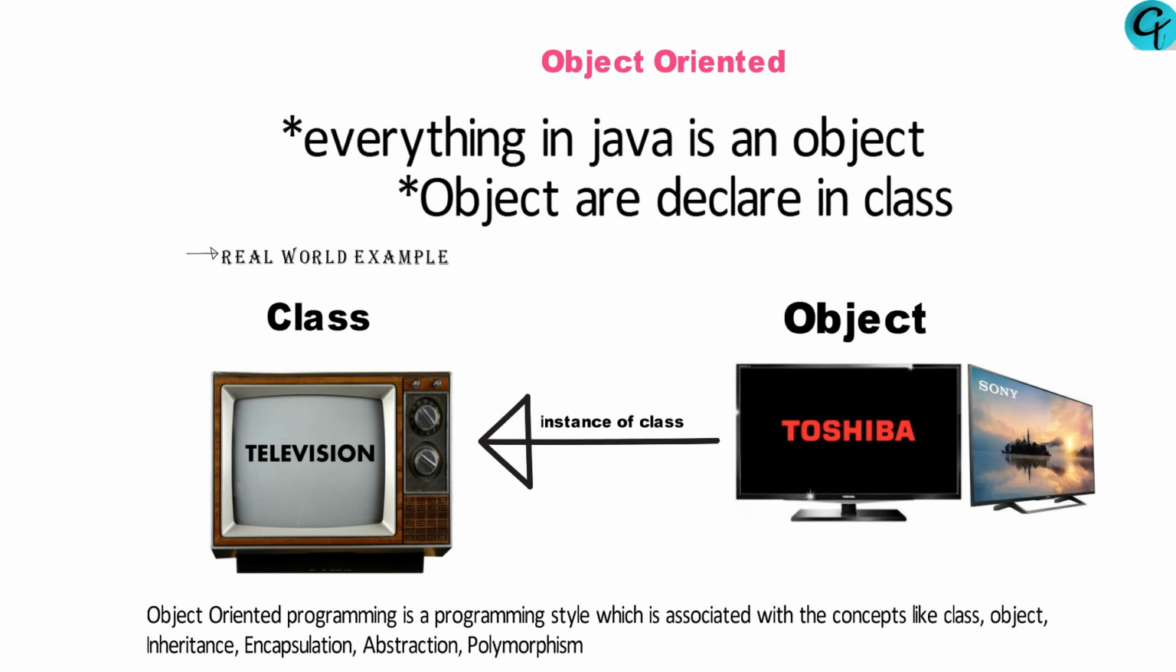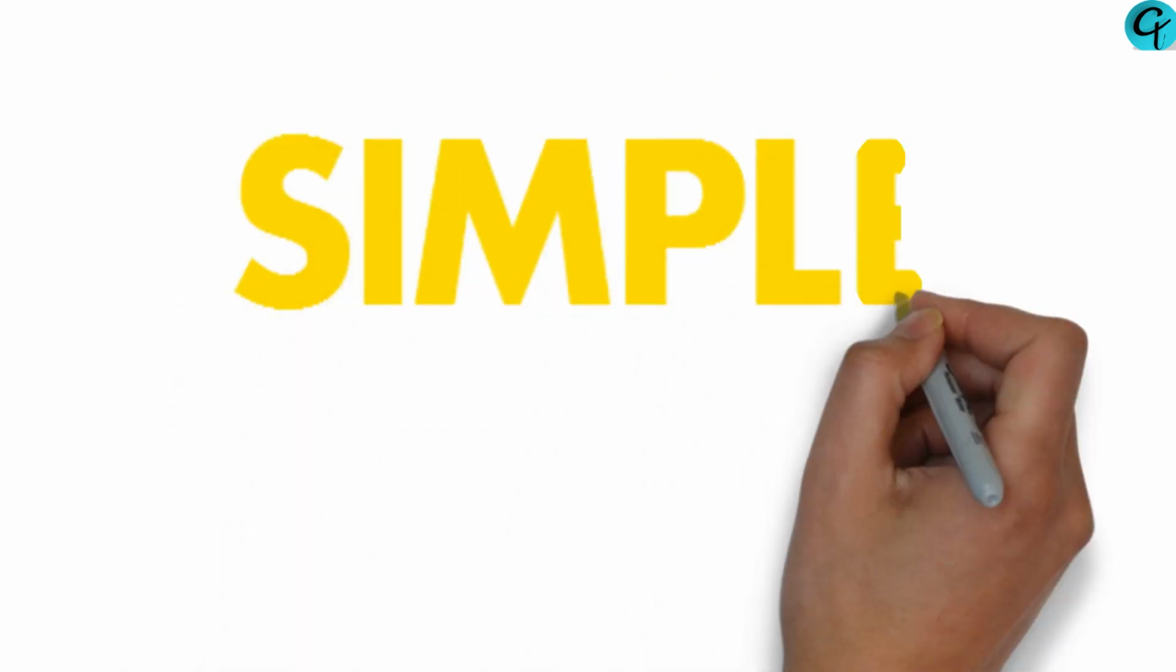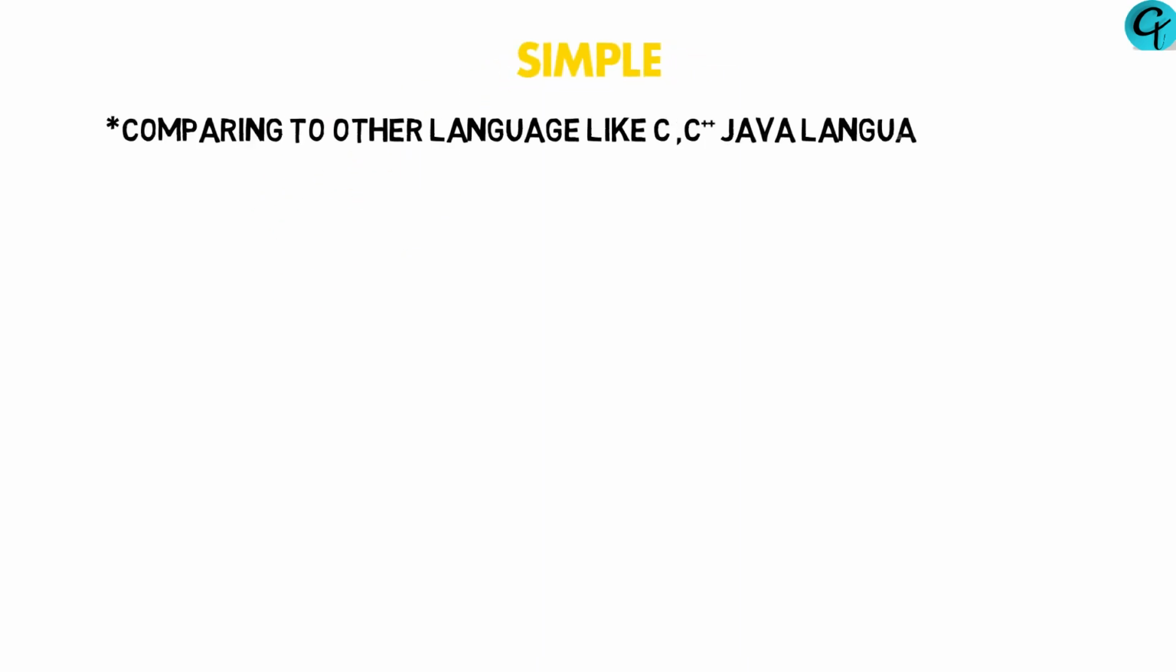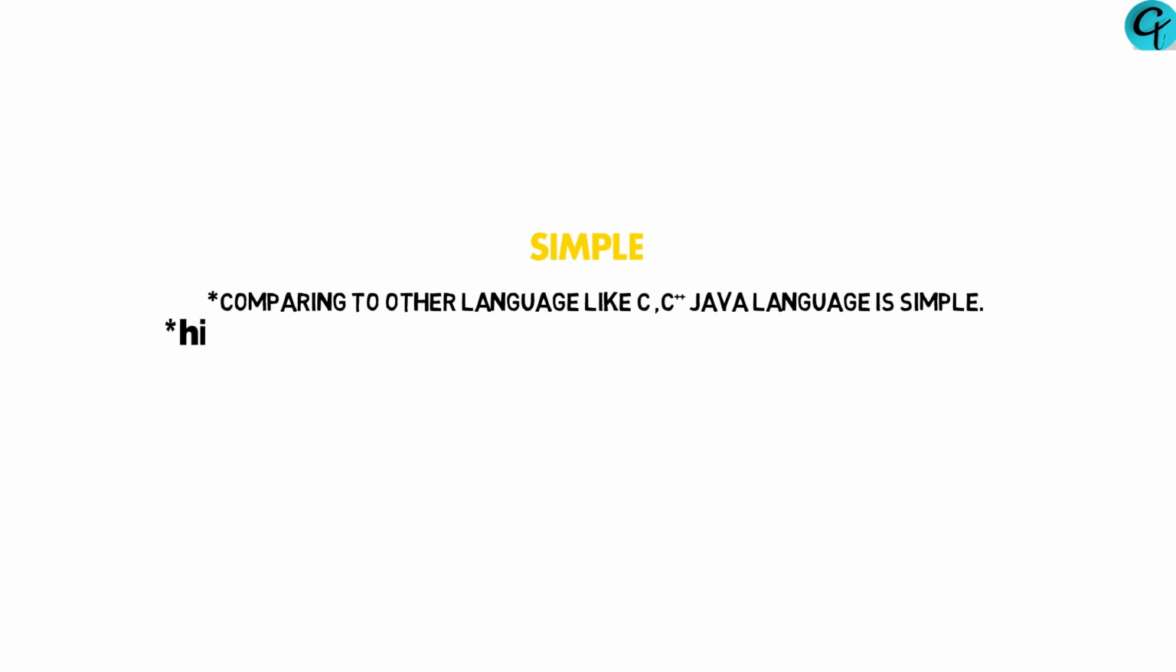discuss in the next video. Next feature is simple and powerful. Compared to other languages like C and C++, the Java language is simple. High-level language is used in Java programming.